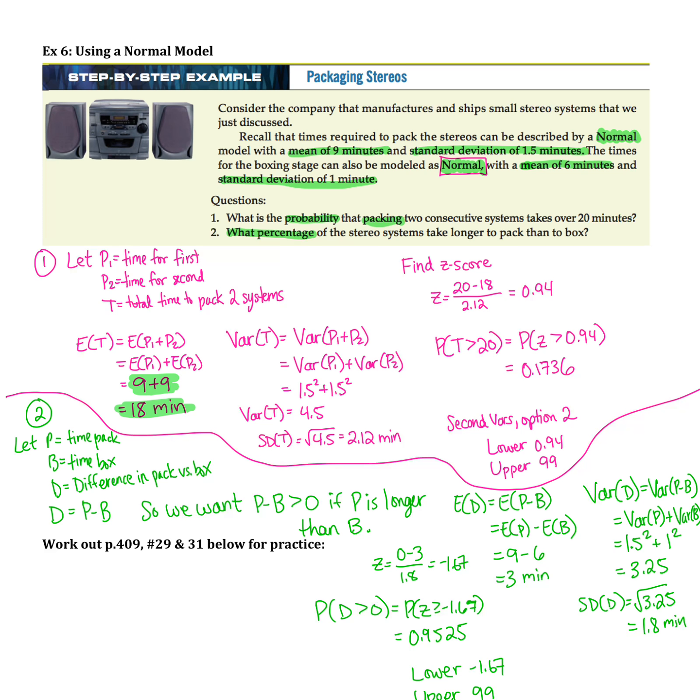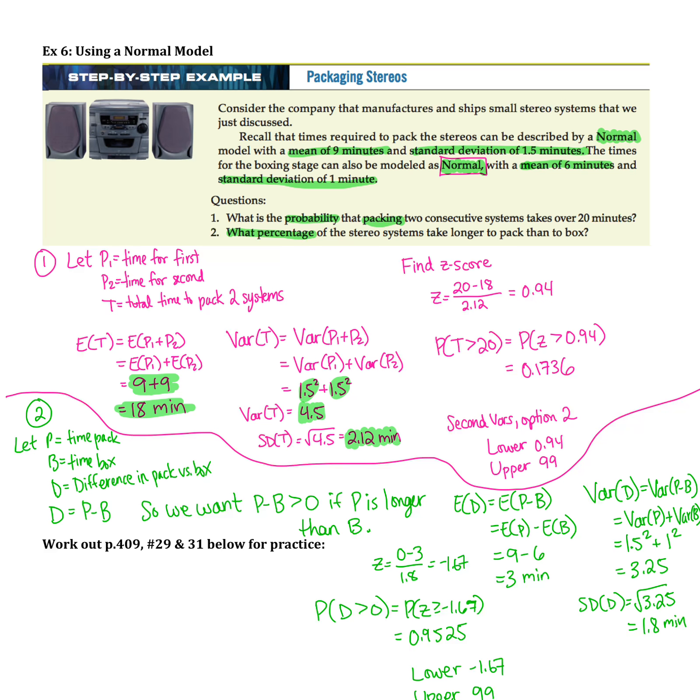Then I'm going to add my variances to each other as well. And when I add my variances to each other, I have to square my standard deviations to get the variances. So 1.5 squared plus 1.5 squared gives us 4.5. And in order to get that standard deviation, we take the square root.